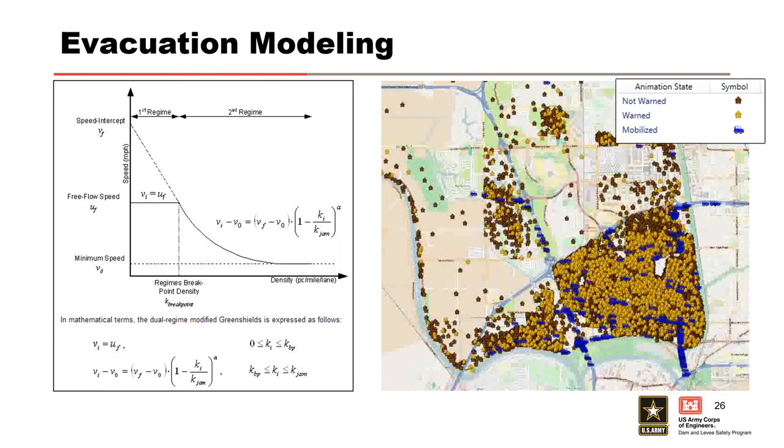And it turns into something like this. So this is what you see in LifeSim. All the yellow structures are people getting warning, and then the blue are vehicles leaving those structures. They get on the road, moving through the road network, starts to back up where the traffic density gets to be higher. So that's what it looks like in practice.